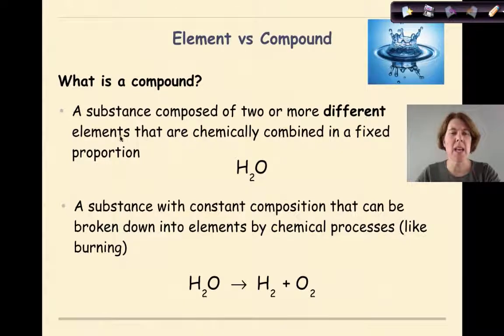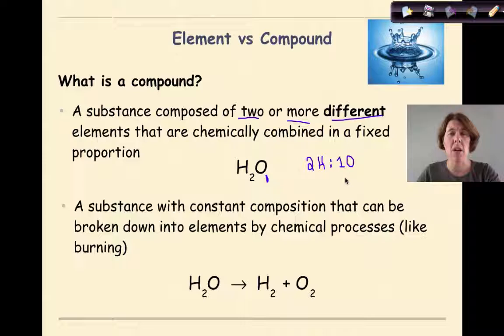A compound is defined as a substance composed of two or more different, and that is important, different elements that are chemically combined in a fixed proportion. Now, what do we mean by fixed proportion? If we look at this formula right here, H2O, remember there is an assumed subscript of 1 right there. That means that the ratio here is 2 hydrogens for every 1 oxygen. And to make water, we always need to stick to that proportion. A 2-to-1 proportion of hydrogen to oxygen. That's what they mean by fixed proportion.